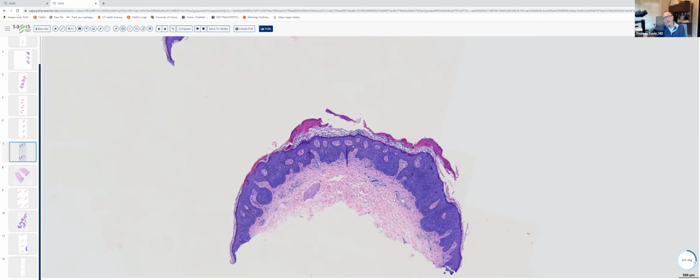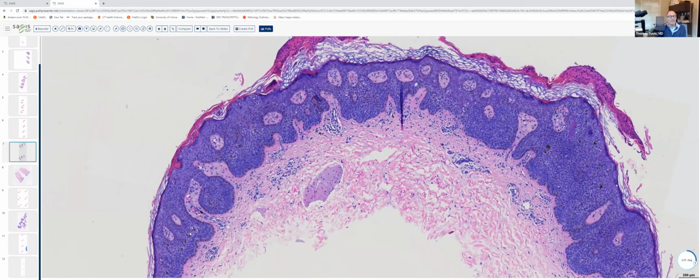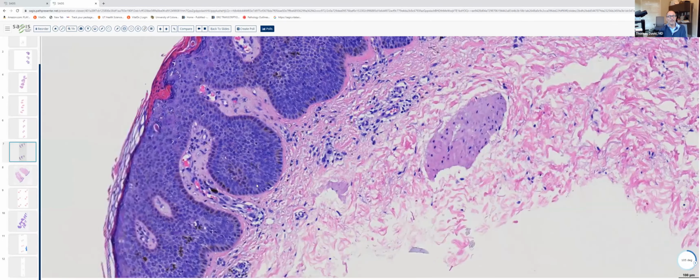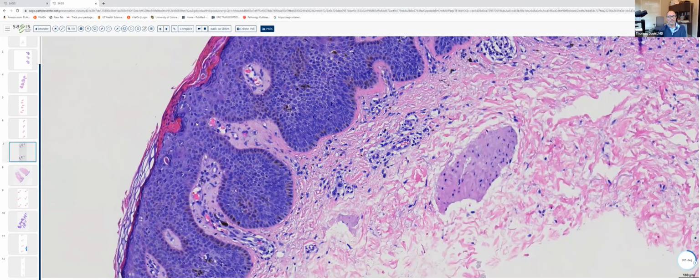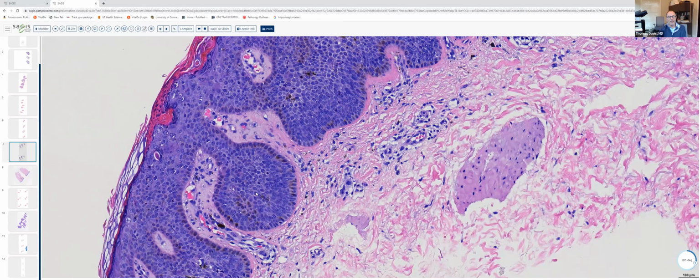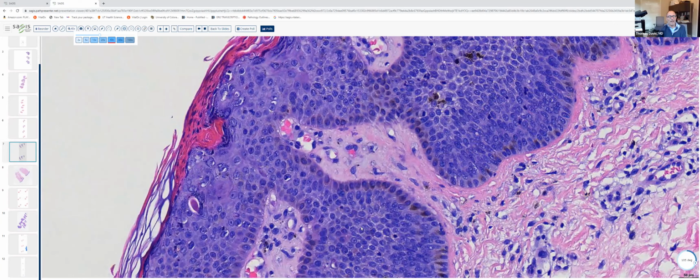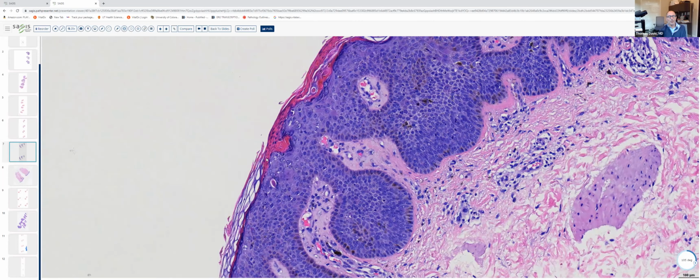However, if we move to higher power and begin to study the epidermis a little bit more carefully, we can see that there's clear-cut abnormal maturation here. We've got full-thickness keratinocytic atypia with nuclei that are pleomorphic. I'm going to zoom out a little bit. And hyperchromatic. There is abnormal maturation with even abnormal hyperchromatic perikeratotic cells within the stratum corneum.